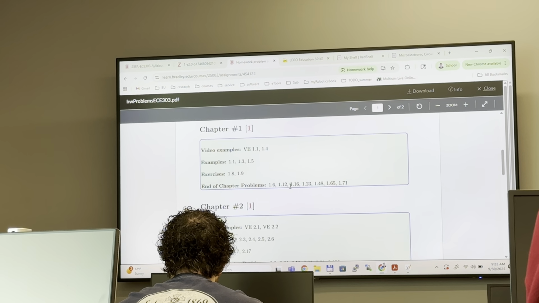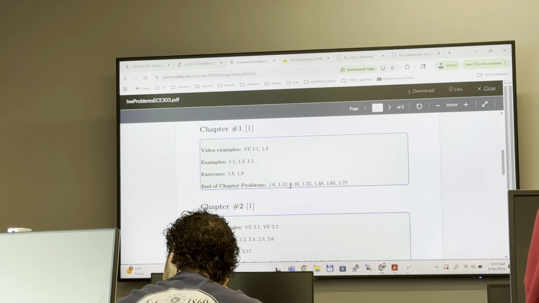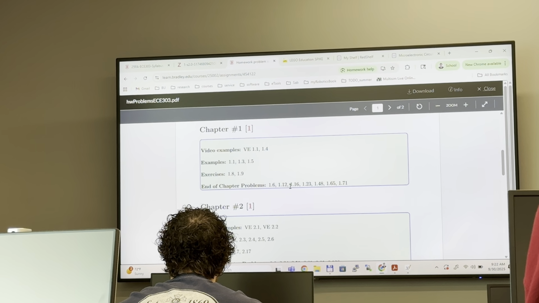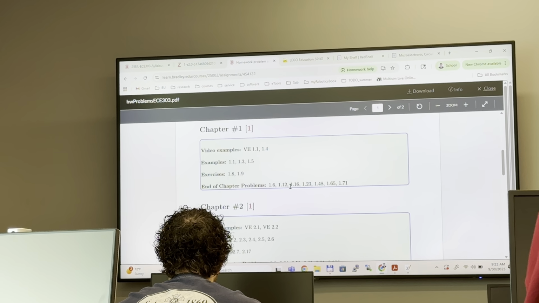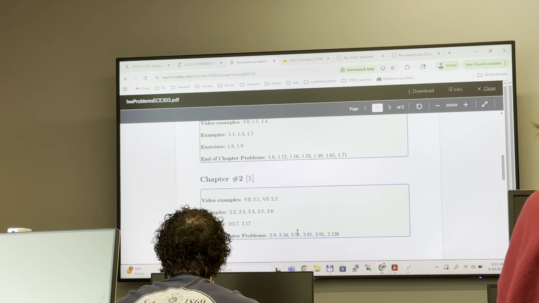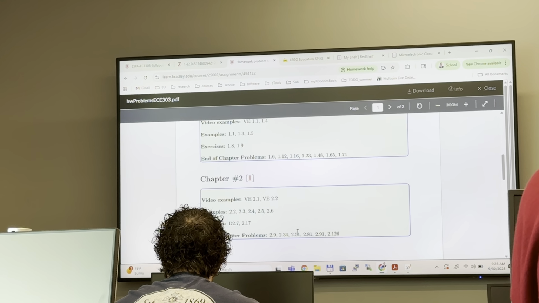End of chapter problems. Okay, but these end of chapter problems that I listed are very, very closely related to the examples that I went through in class. As you see, I did not list all the end of chapter problems, just very, very few. So 1.12, 1.16, 1.1, 2, 3, 4, 5, 6, 7. Here you have 6. So only 30 end of chapter problems that I have listed.